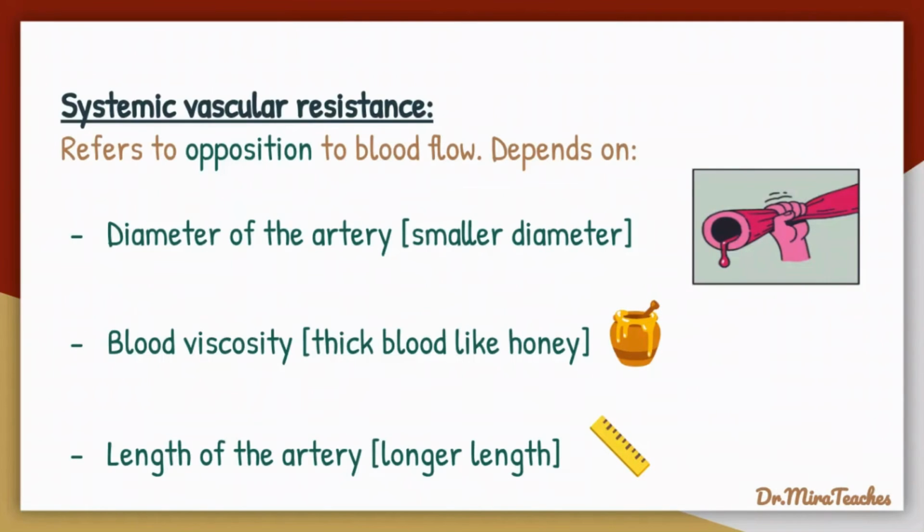Systemic vascular resistance just refers to the opposition to blood flow. Anything that will hinder the free flow or the smooth flow of blood is systemic vascular resistance. All right. And it depends on these three: the diameter of the artery. So if the artery's diameter is small, the internal diameter of the artery is very small, it's much more difficult for blood to flow easily through the artery. All right, so that will increase the systemic vascular resistance.